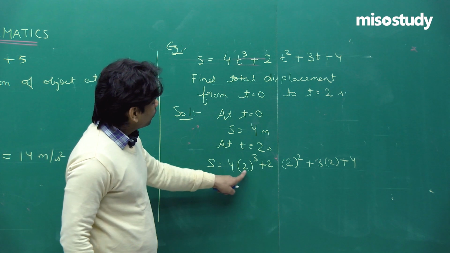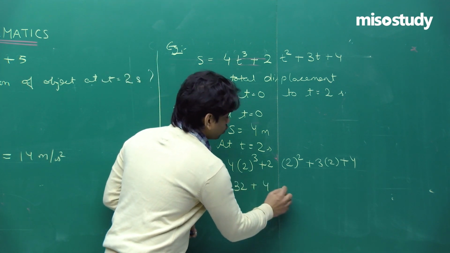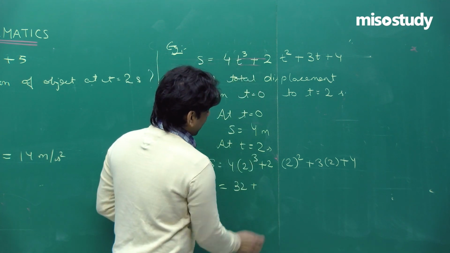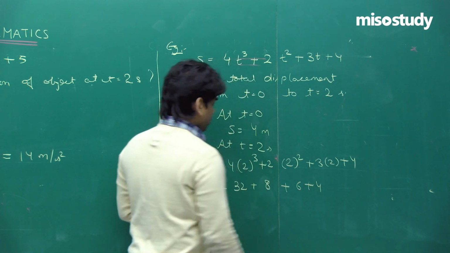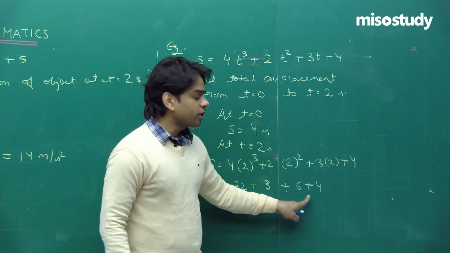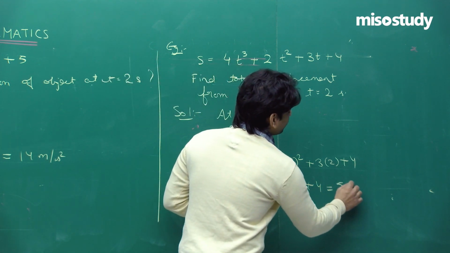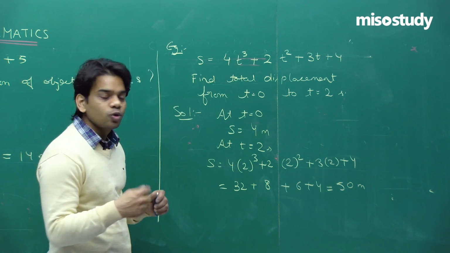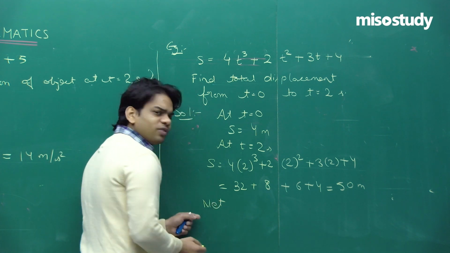2 cube is 8, 8 into 4, 32, plus 2 square is 4, and here we have to multiply with 2, so you will be getting 8, and 3 into 2 as 6, plus 4. 32 plus 8, 40, 40 plus 6, that's 46, plus 4, 50 meter. So we got here 50 meter. So now net displacement from t equals 0 to t equals 2 seconds will come out to be, I believe that you all can see here.